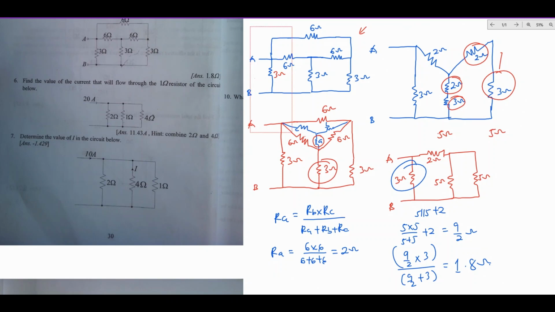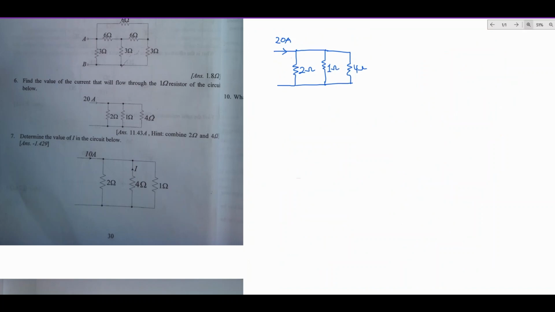Let me free up some space, then we continue. Okay, so I have this example here also. Let's find the current that is flowing through the 1 ohm resistor in this circuit, which is question 6. So let's look at how you are going to do this.